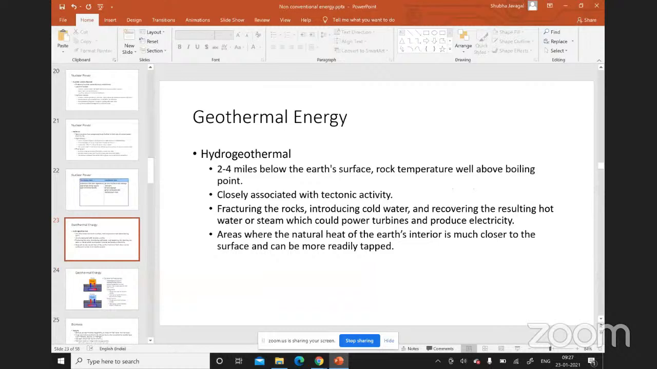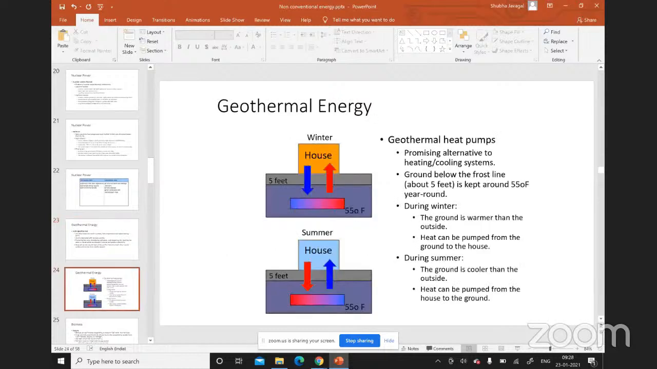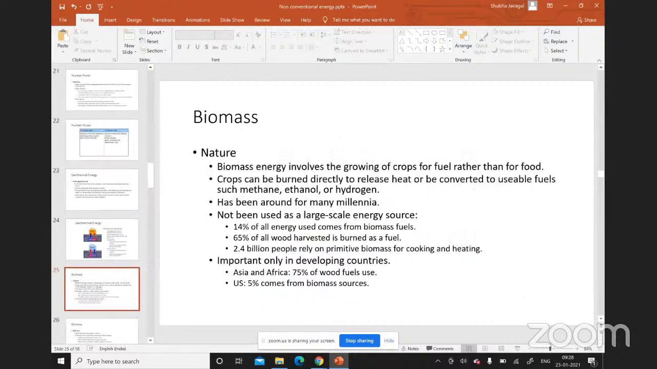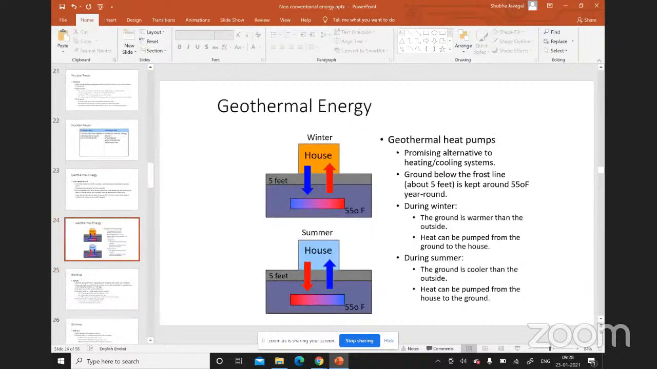I think I've missed the picture. Yeah, the picture is not here. I'll add it in later on. So the steam is in turn used to power the turbines, and the turbines in turn generate electricity. So this is about geothermal energy. Basically, energy is harvested from the core, or the center, of the earth.